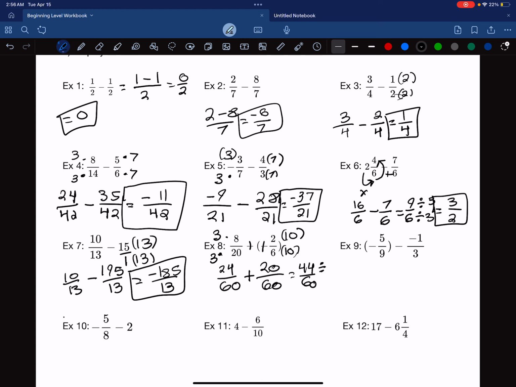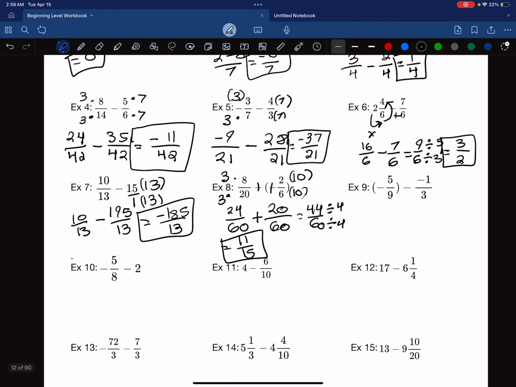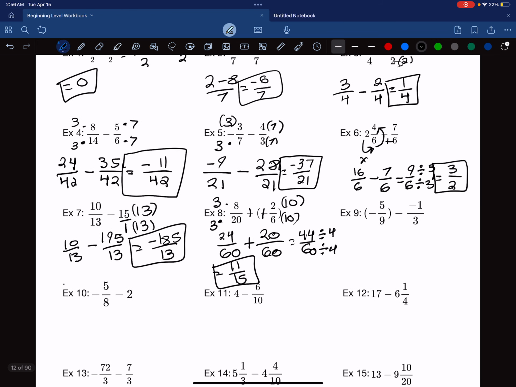In this case, we can divide both the numerator and denominator by 4. And then you will get 11 over 15. That is your answer. Looking at example 9, I encourage you to pause the video and try it on your own. And let's work through it together.